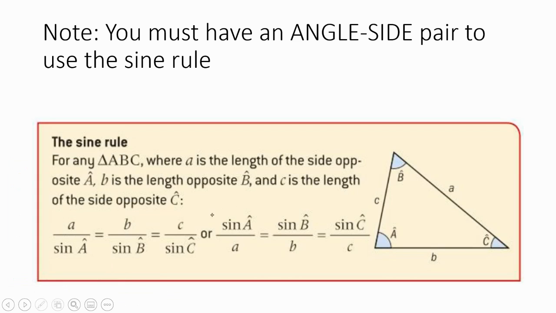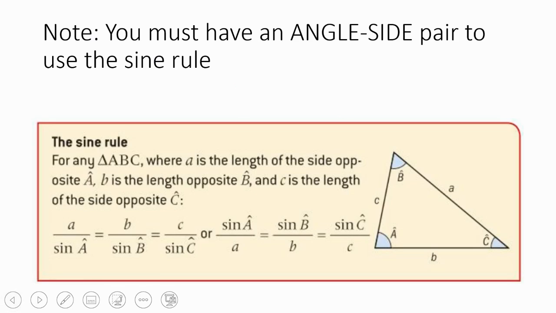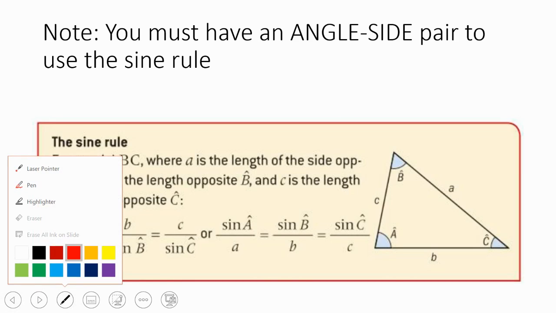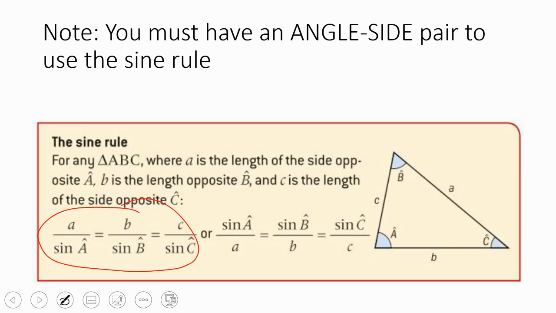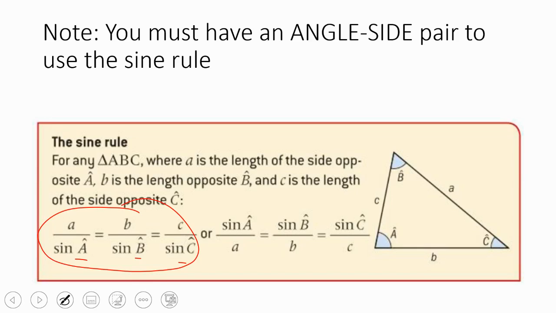is basically a proportion. So our proportion here is a over the sine A, b over the sine B, c over the sine C. Angles down here are with the sine or the reciprocal of that. You would have both of these in your formula sheet. I usually use the first one. You can use either one.